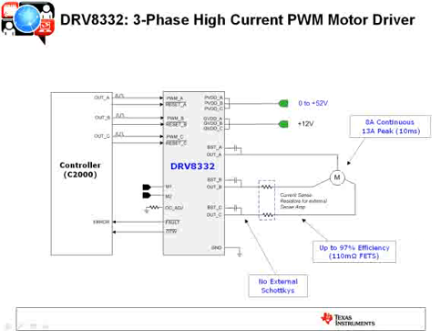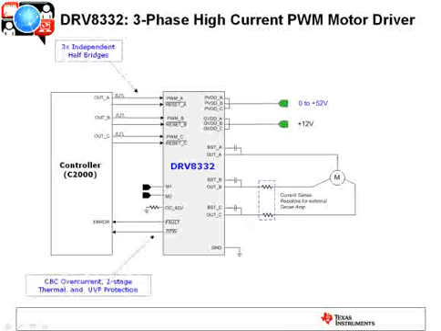That's 110 milliohm FETs, so very low RDS on. The power FETs in this device are very robust. No external Schottkys are needed. I mentioned the 3 independent half bridges. The reset pin is how you tri-state the half bridges in this 8332.